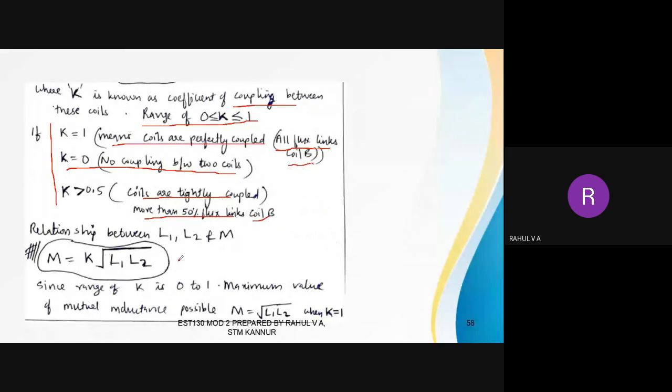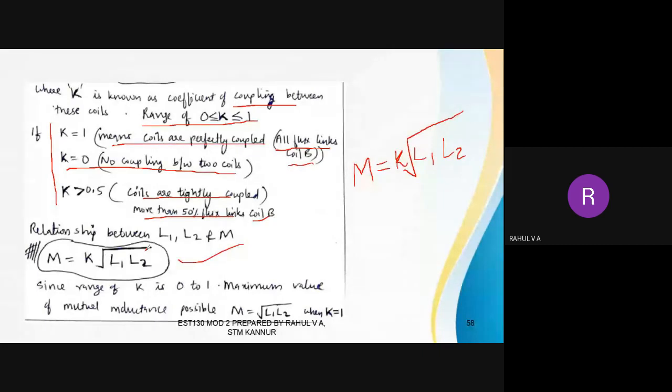And there is an equation, a very important equation, that includes K for mutual inductance. Mutual inductance is equal to the coefficient of coupling into the square root of the self-inductance of winding 1, that is L1, into the self-inductance of winding 2, L2. So this is the equation: M is equal to K into square root of L1 and L2.